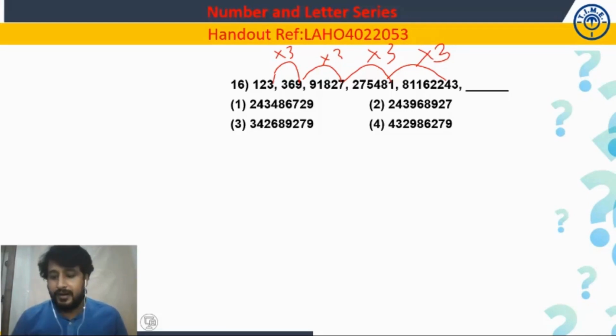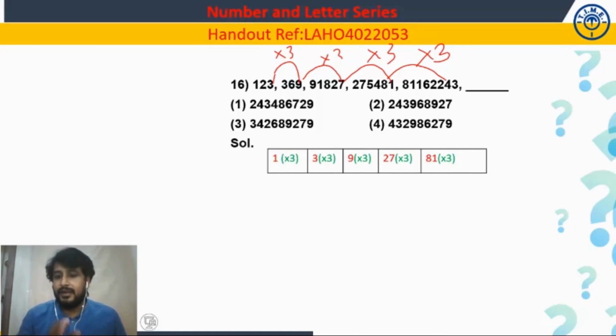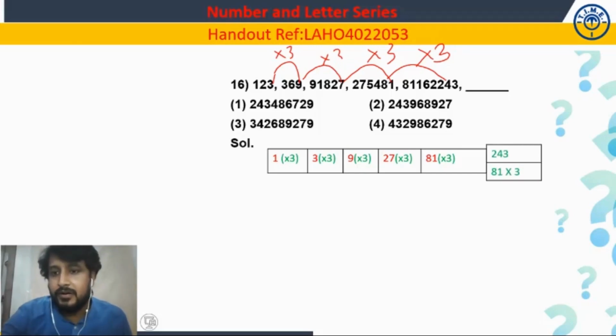Now how are these numbers considered? Now let's check that. First numbers 1, 3, 9, 27, 81. This is taken as one group. 1 into 3 is 3, 3 into 3 is 9, 9 into 3 is 27, 27 into 3 is 81. Now 81 into 3 is 243. Okay, our answer must start with 243. Okay, fine. It is not the third option, it's not the fourth option, it's fine.